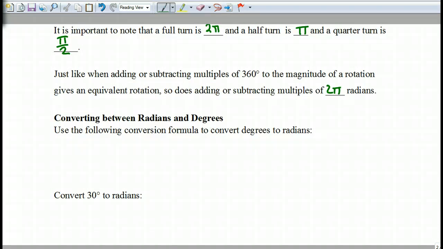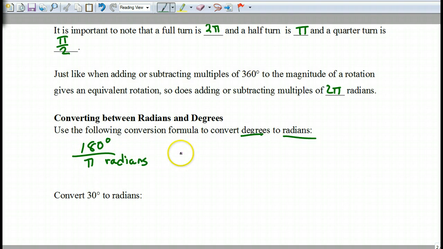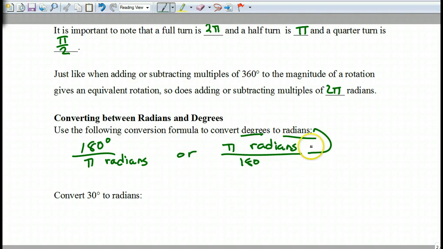Okay, so using the following conversion formula, we're going to convert from degrees to radians. Really simple. You can use either conversion, either this one or this one. Which one's easier? Well, they're both the same. It depends on which one you're converting to. So if we're converting to radians, we're going to use this one. If we're converting to degrees, we're going to use this one.